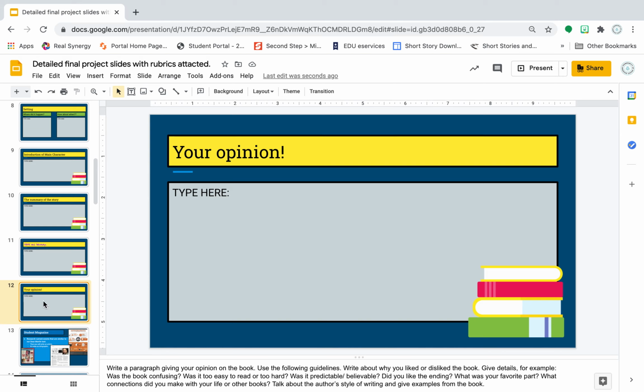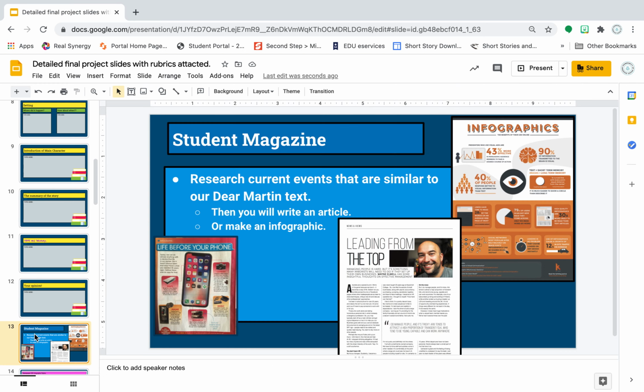That's what you feel about the book. So this is not factual. This is not evidence-based. This is like what you are feeling as a result of reading that book. Okay, here is option number 2.